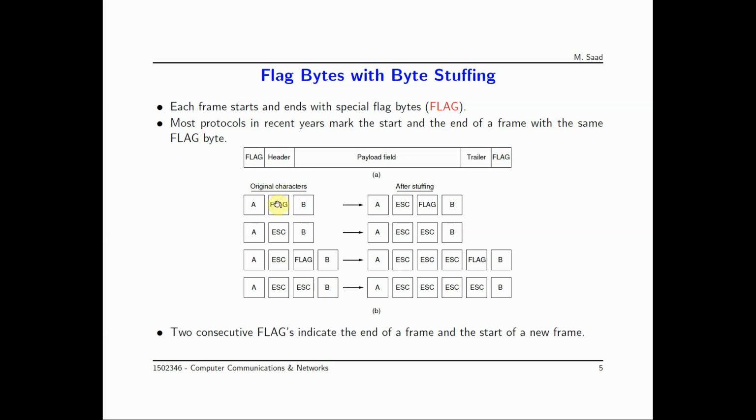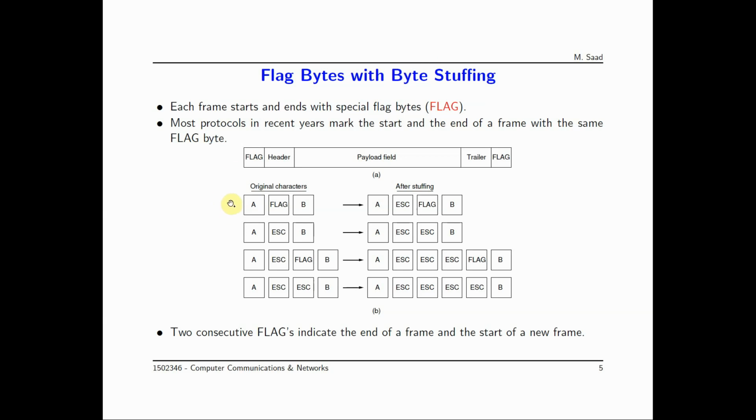So here in this example, what you see on the left is the data frame. Here we have a frame with 3 characters: character A, character flag, character B. This is the frame that we need to send. What does the sender do? The sender adds a flag at the beginning and a flag at the end, which is not shown here. So this is the easy part. It happens anyway, but this example focuses on the byte stuffing.